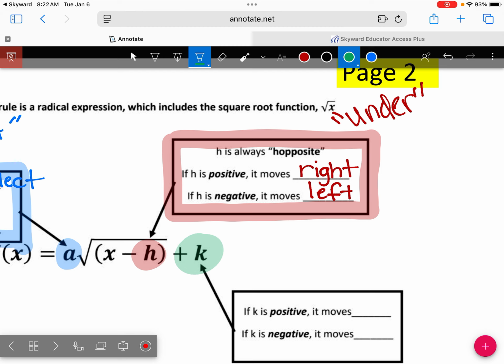And then lastly, we have K. K is in the back. We don't flip the sign. It's not the opposite. If it's positive, it's moving your eyebrow up. If it's negative, it's going to move it down. So first, we're going to look at some examples that were already done, and then we're going to do a few, and then we're done for today. We're actually going to start our homework together.